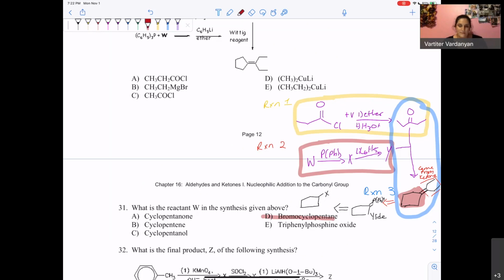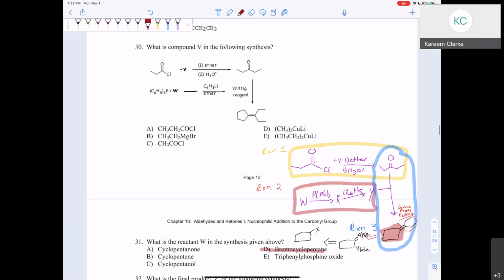What was question 30? Wait, don't scroll down. Okay, what was question 30? It was this one, but it had two questions associated with the same picture. And for this, you need information about chapter 17. So we skipped 30 and we did 31. Got it.